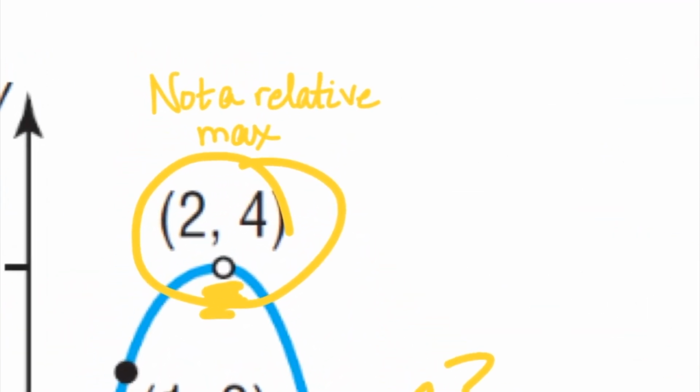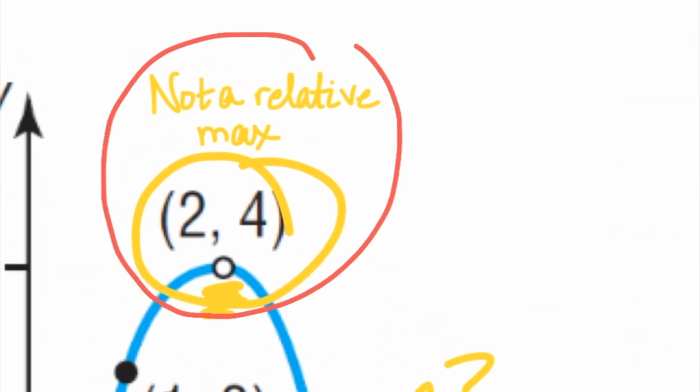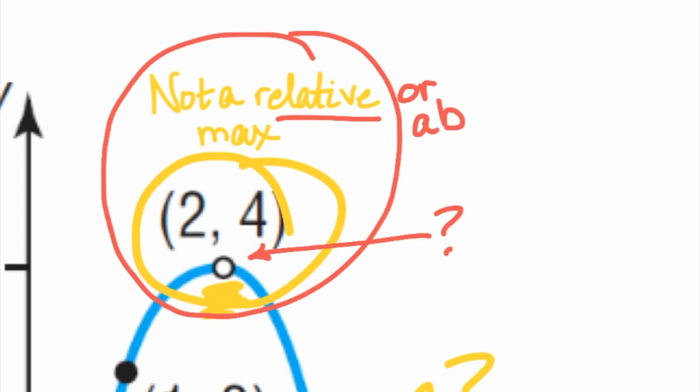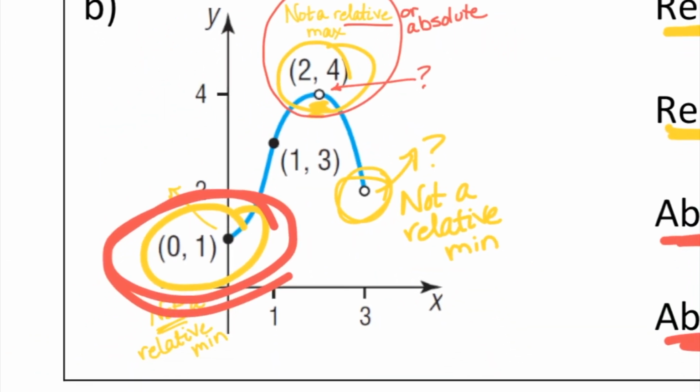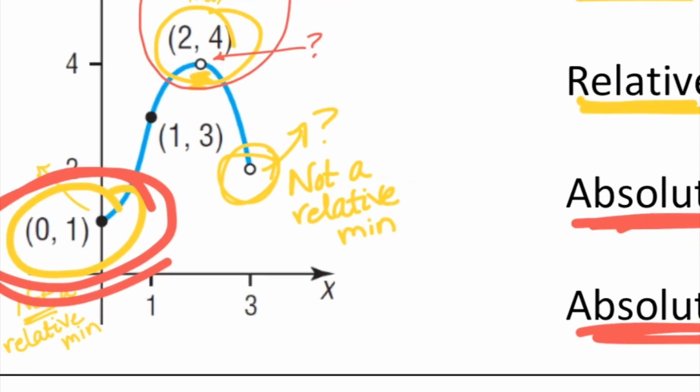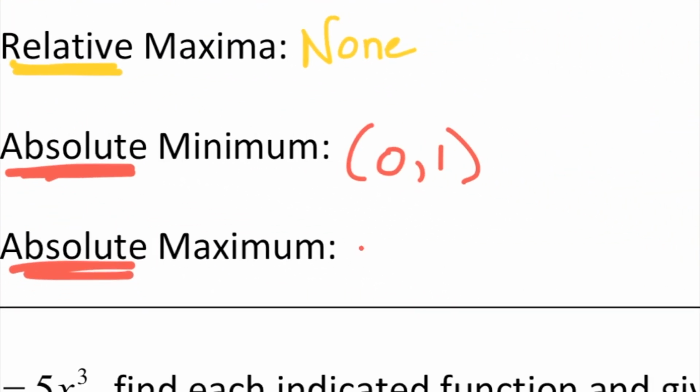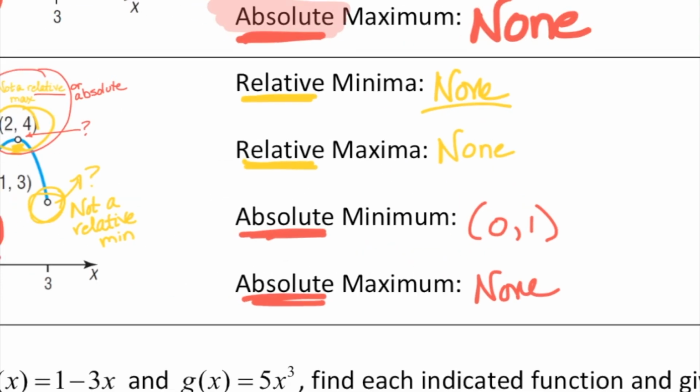But again, we've got this problem up here. The highest point on the graph you kind of want to be this 2, 4, but the point's not there. It's a hole. And so it's not a relative max, or it's not an absolute max. So it's not a relative or absolute max, even though if there were a point there, 2, 4 would be both. It's not a point, and therefore it's not either. And so over here, absolute maximum, none. The highest point does not exist.